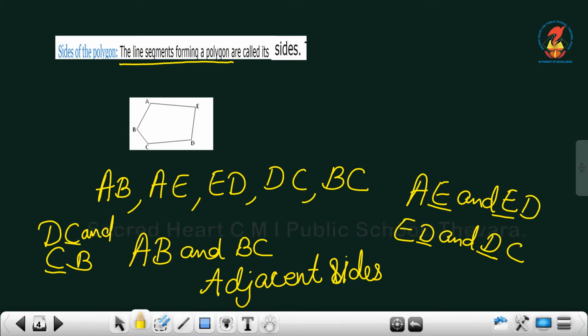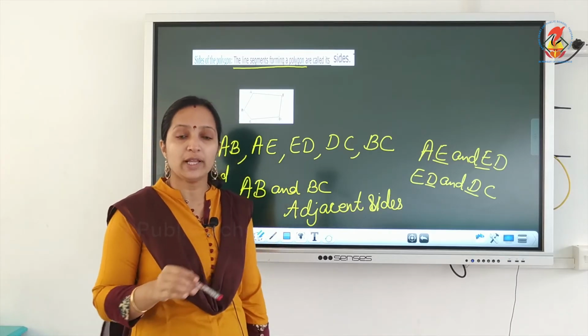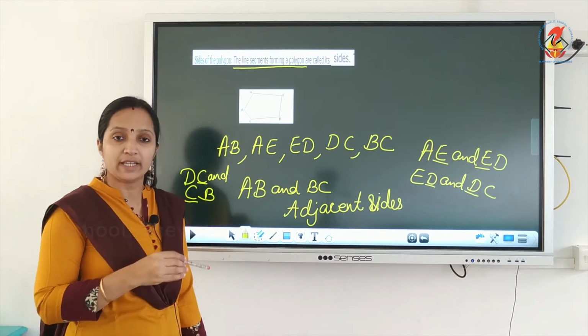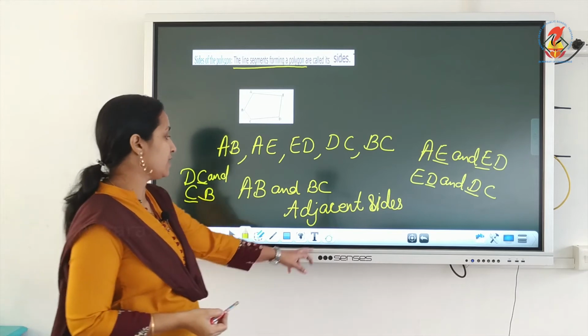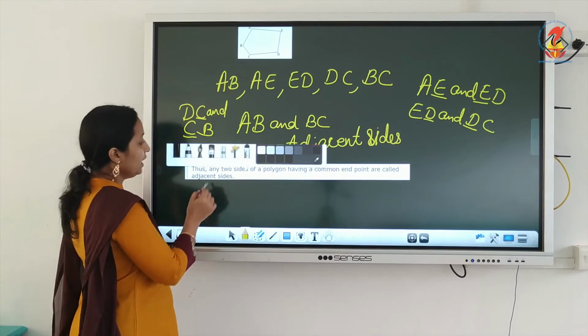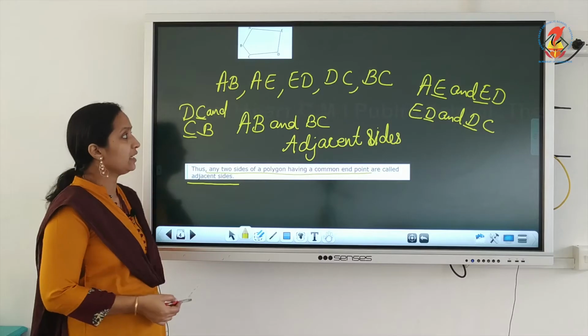I hope it's clear. Side means the line segments are the sides of the polygon, and if two sides have a common point, we can say that those two sides are adjacent sides. Okay. So, what is the definition of adjacent sides? Any two sides of a polygon having a common endpoint or a common point are called adjacent sides of a polygon. I hope it's clear.